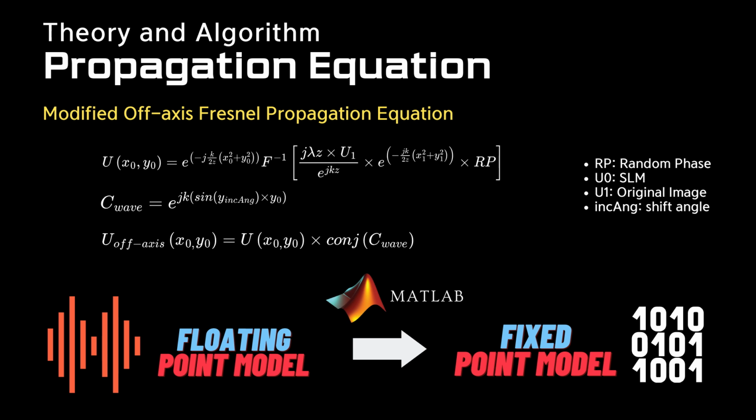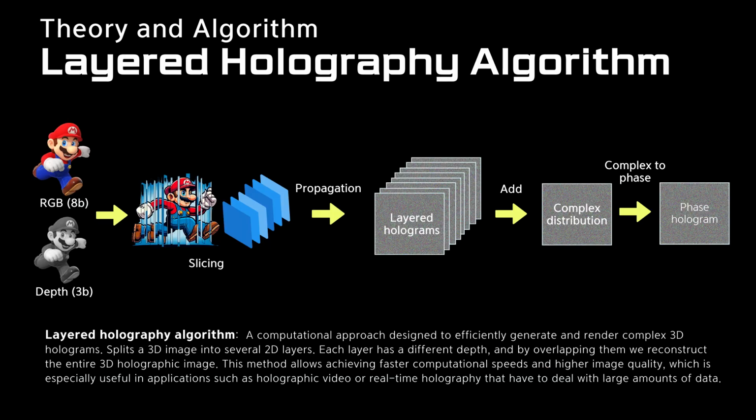Modified off-axis Fresnel propagation equation is used in RHP. The propagation equation is as follows. For hardware implementation, the floating model was modeled as a fixed model using MATLAB. RHP uses a layered holography algorithm to express three-dimensional holograms. The layered holography algorithm splits a 3D image into 2D layers of varying depths, enabling faster generation of high-quality holograms, ideal for applications like holographic video.